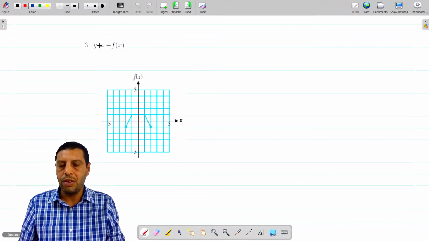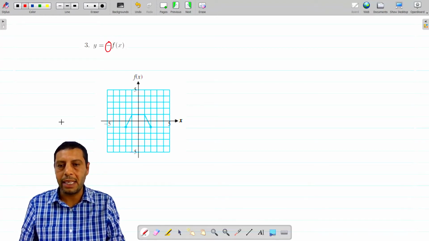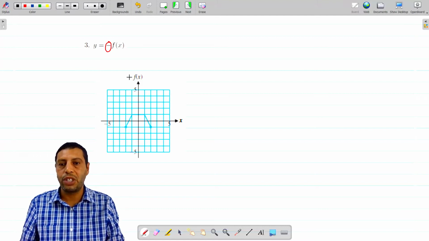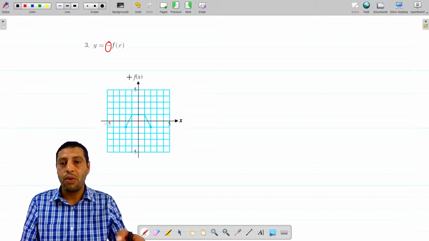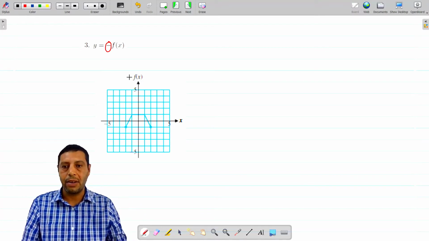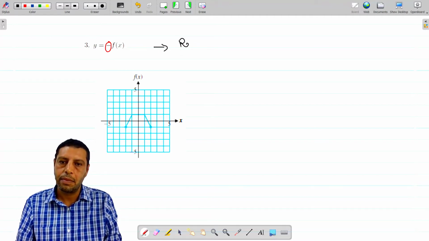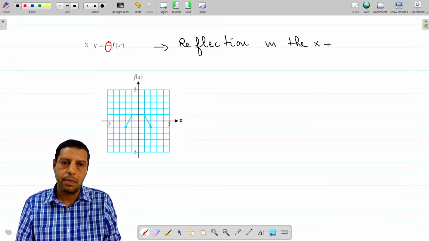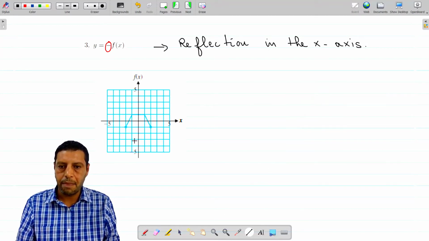Here we have the new function y equals negative f of x. So we added this minus sign, and when you have a minus sign which is added to the whole expression of the original function, then it's a reflection with respect to the x-axis, okay? So it's a reflection in the x-axis. Okay, so it's just like a mirror here, okay? So we're gonna draw the reflected graph, okay?